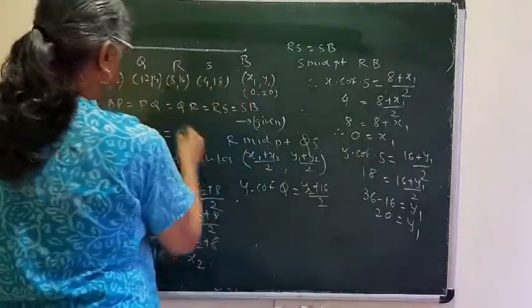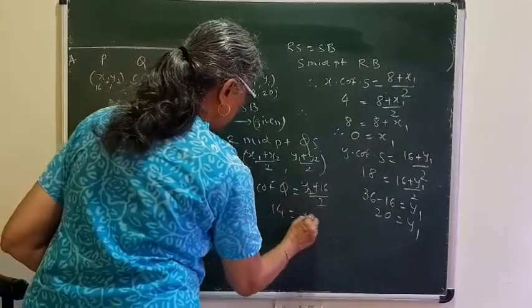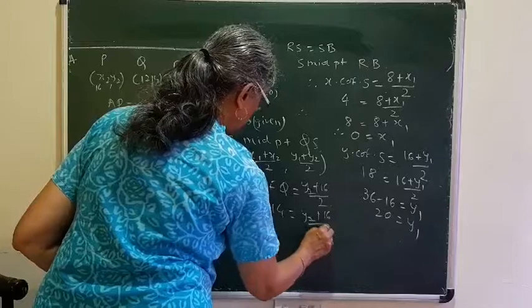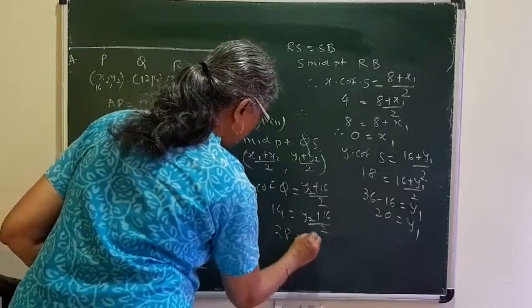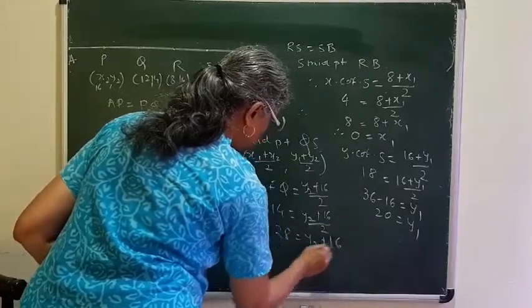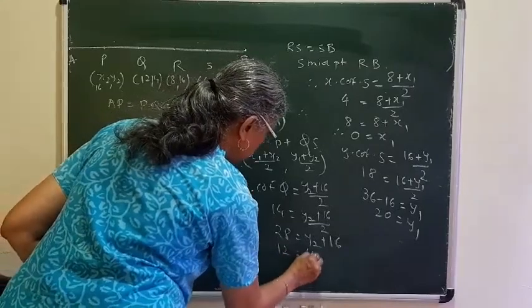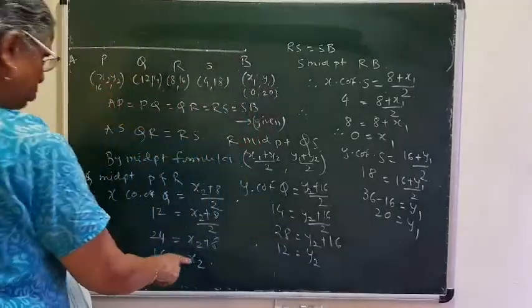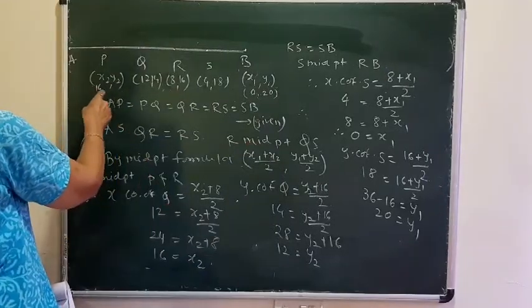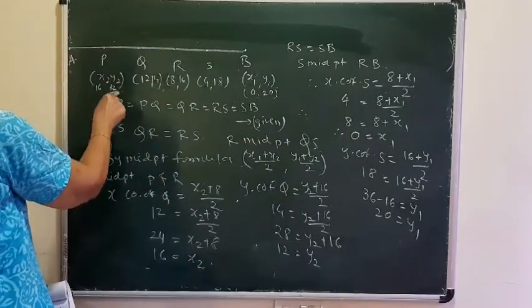So y coordinate of Q is 14. y2 plus 16 by 2. So 28 is equal to y2 plus 16. So 28 minus 16, that is 12, is equal to y2. So x2, y2 we are having, which are the coordinates of P, as 16 and 12.